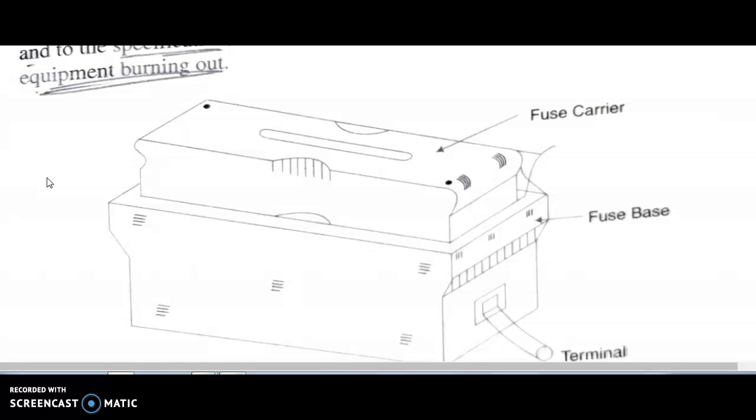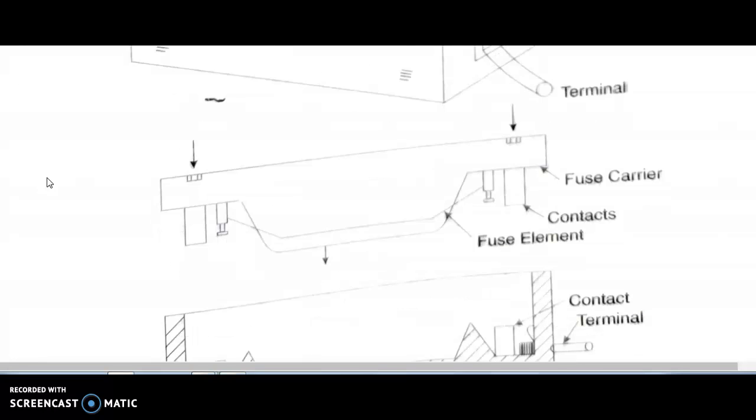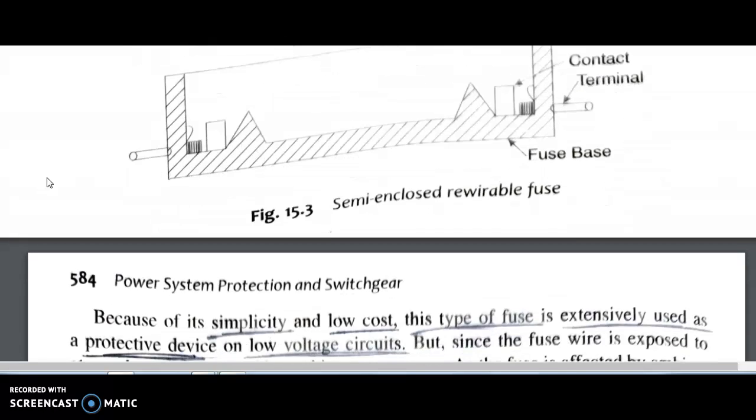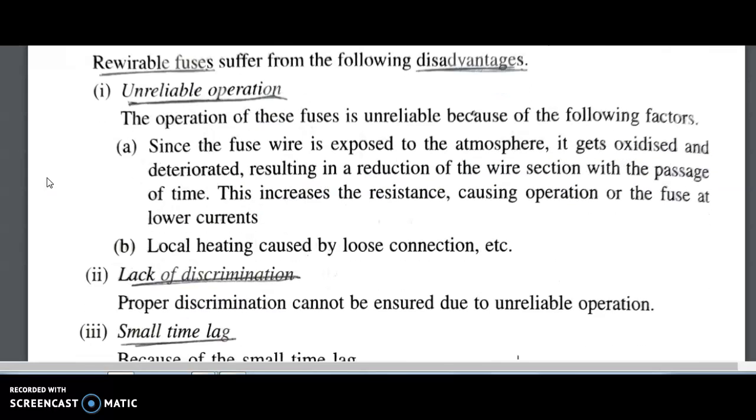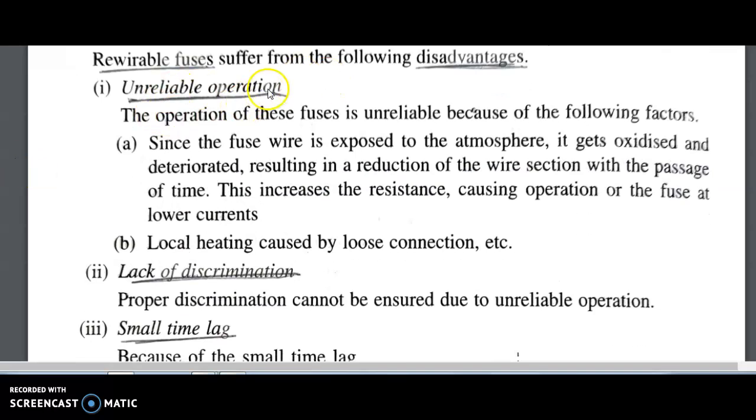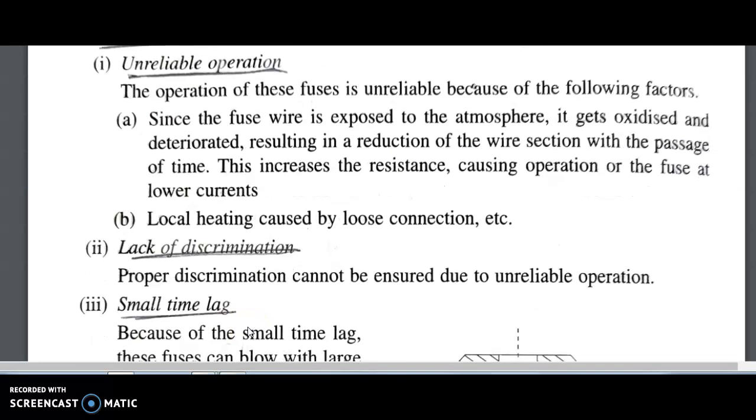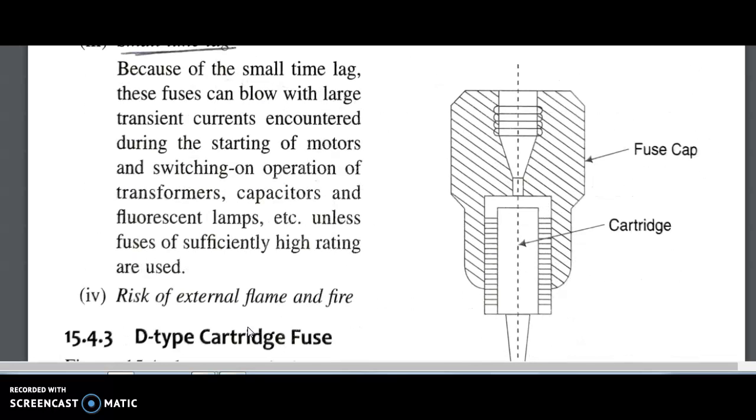Now, the disadvantages of rewirable fuses: unreliable operation, lack of discrimination, time lag, and risk of external flame or fire.